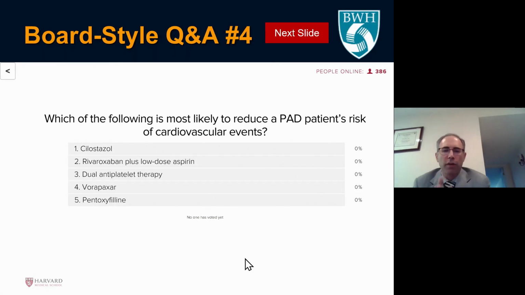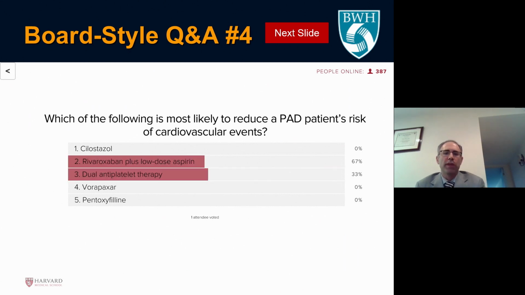Okay, which of the following is most likely to reduce a PAD patient's risk of cardiovascular events? Cilostazol, rivaroxaban plus low-dose aspirin, dual antiplatelet therapy, Vorapaxar, which is another type of antiplatelet therapy, or pentoxifylline, which is Trental. Go ahead and vote.